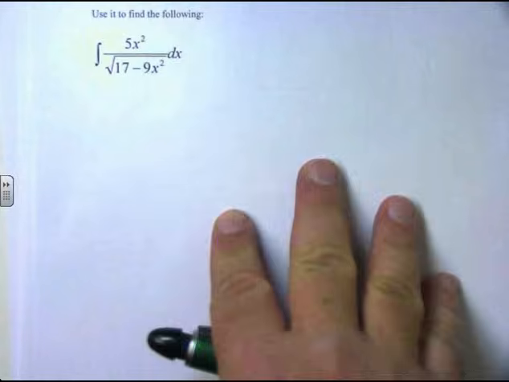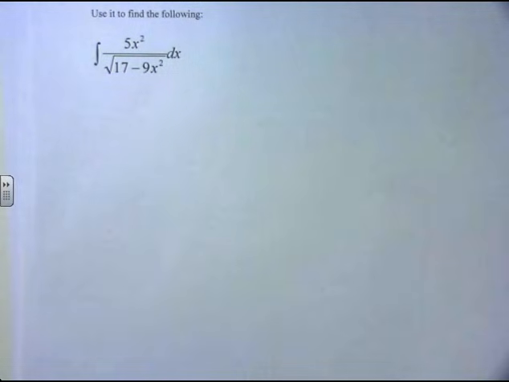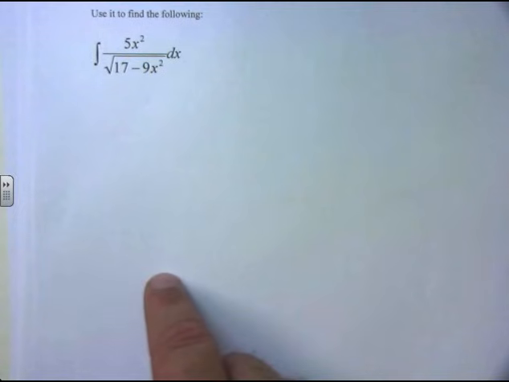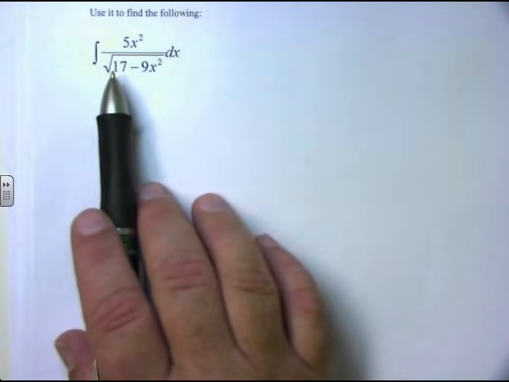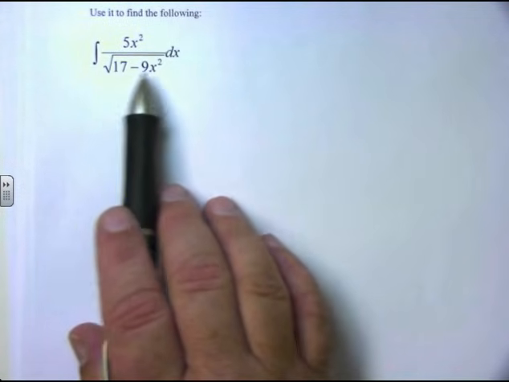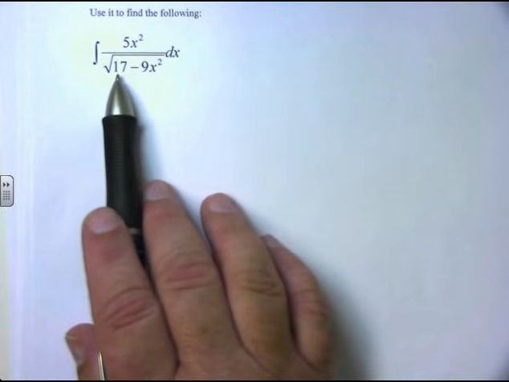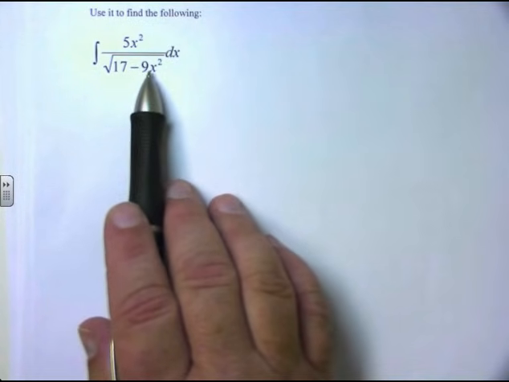Try this problem here. We want to use the tables to find the integral of 5x squared divided by the square root of 17 minus 9x squared. Well, first off, you'll notice that this is forms involving, and again, it looks like the square root of a squared minus u squared, because it's a constant minus what looks like a variable squared.